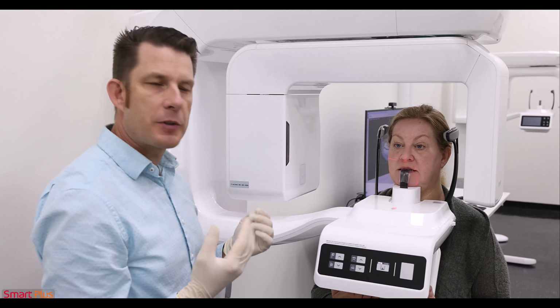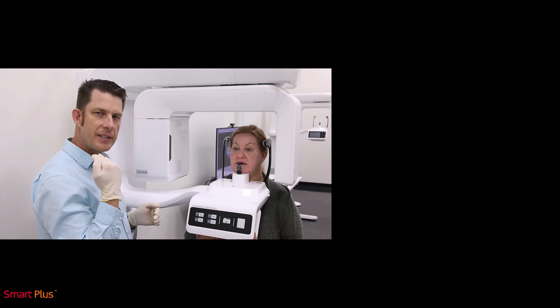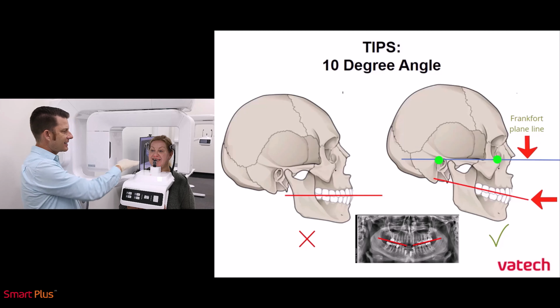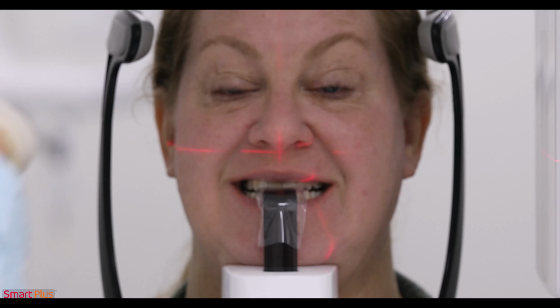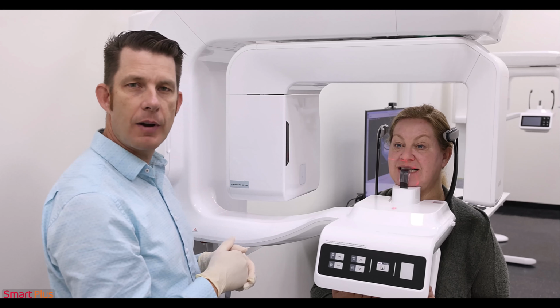With our panoramic capture, we want to make sure that the patient's occlusion is tipped down about 10 degrees. What we're looking for is a natural head position. So if I have my patient smile right now, I can see that her occlusion is flat or slightly tipped up. So what I want to do is tip that chin down. And I'm going to do that by lowering the chin rest down.